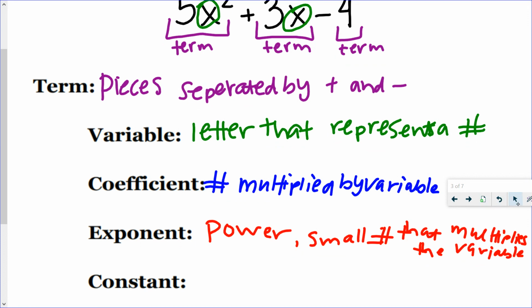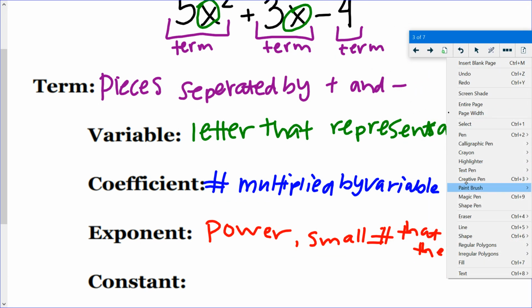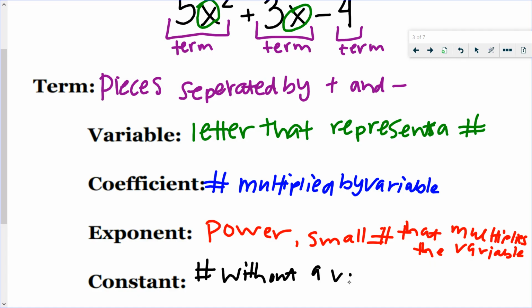Next is our constant. Our constant is the number that is by itself. What color haven't I used? We'll use black. The number without a variable. So the number 4 is our constant.